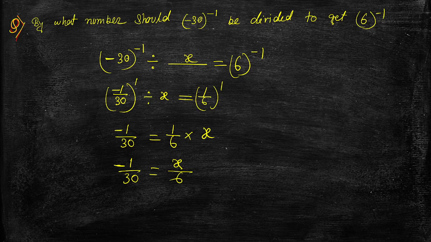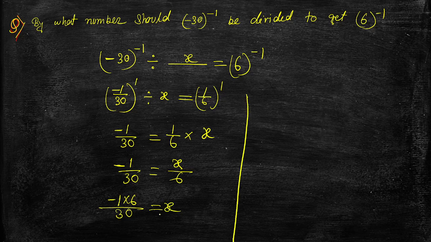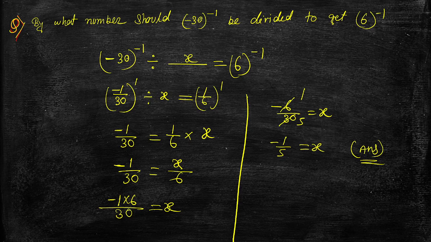Now x can be on the left side or on the right side also. So x will be what? Now 6 will come here. That is minus 1 into 6 divided by 30, that is the value of x. So this is minus 6 by 30 equals x. 6 and 30 cancel out, which is 1 by 5. So minus 1 by 5 equals x. That is your answer, right?